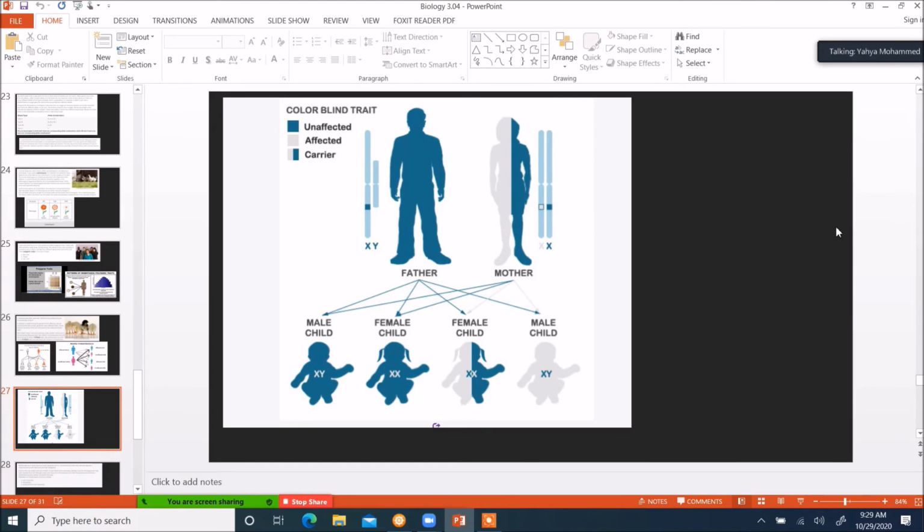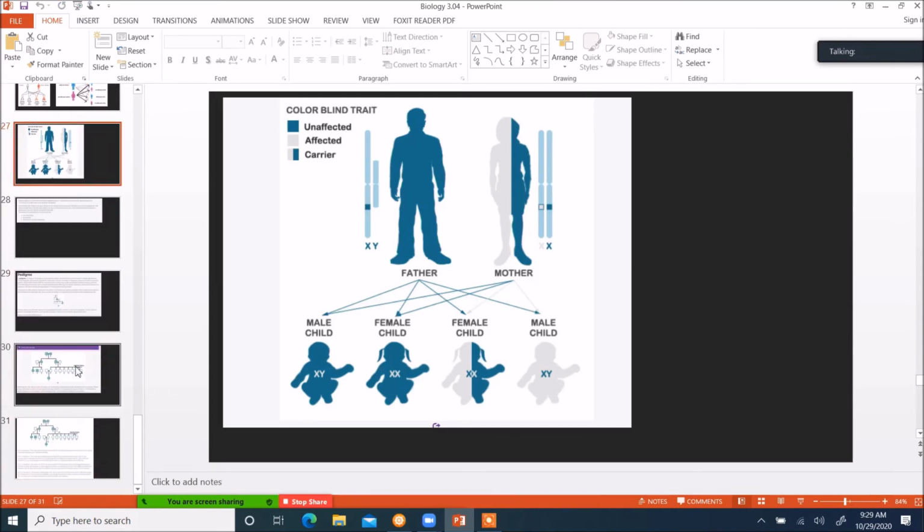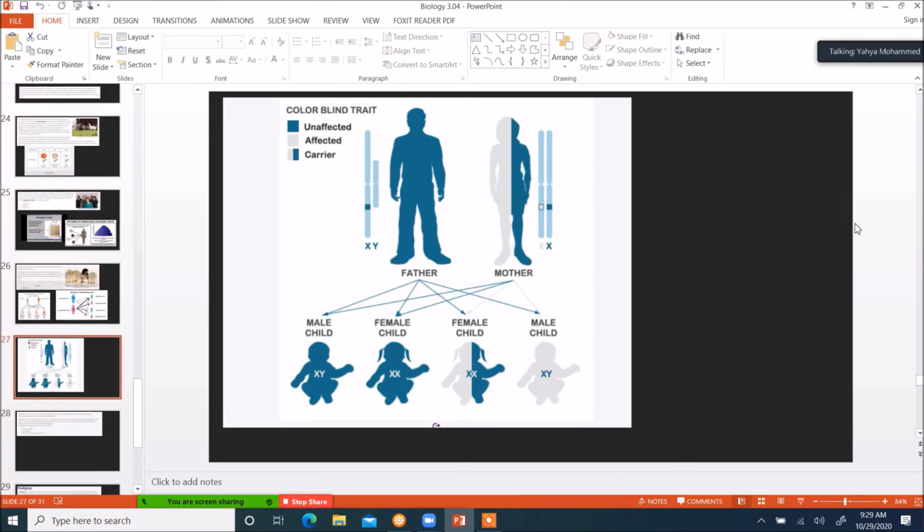So let's take a look at the X chromosome. I forgot which picture it was. Let's see. Okay. All right. So let's take a look at the X chromosome.